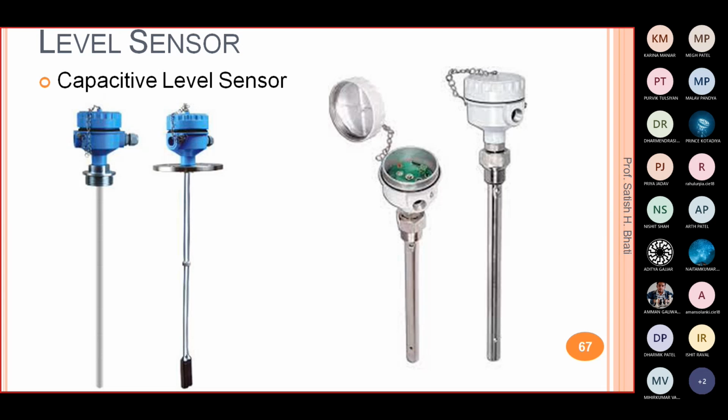So the capacitive type you can see in the figure, right? It's a kind of metallic rod on which some circuit is attached. When you put this inside a tank, it will continuously tell what the level is. Whenever the water comes in contact with that metallic rod, the capacitance of the rod will change, and we will measure the level.